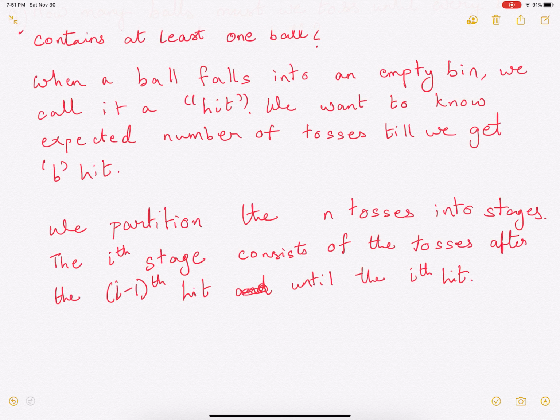You don't know how many tosses you would take to get the ith hit. Maybe it will take only a single toss: you toss the ball and it falls into an empty bin, so you get a hit. Maybe you take 2 tosses, maybe 3, and in the worst case, up to infinity. So we are going to model the ith stage, and then add up all these stages going from i equals 1 to B, because there are going to be B such stages.